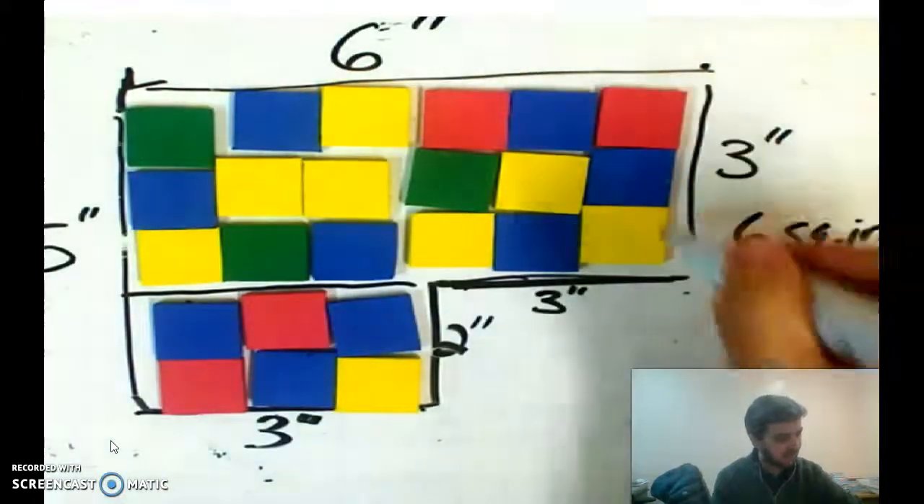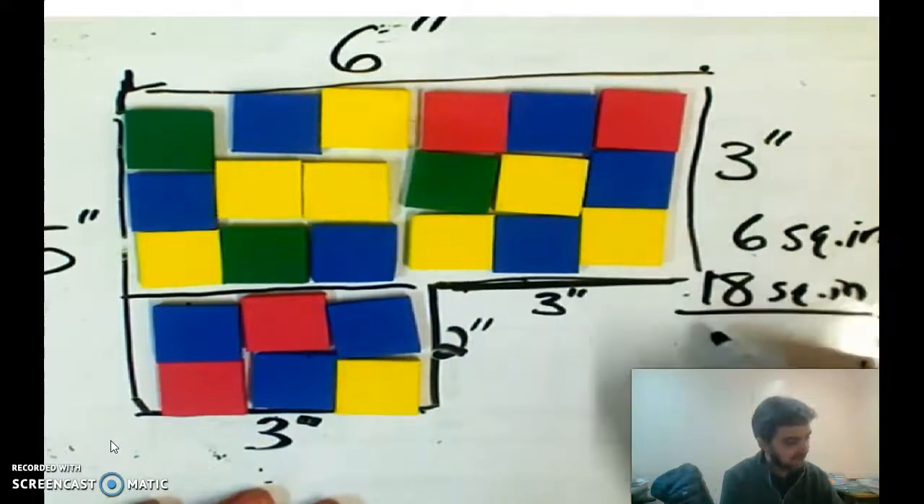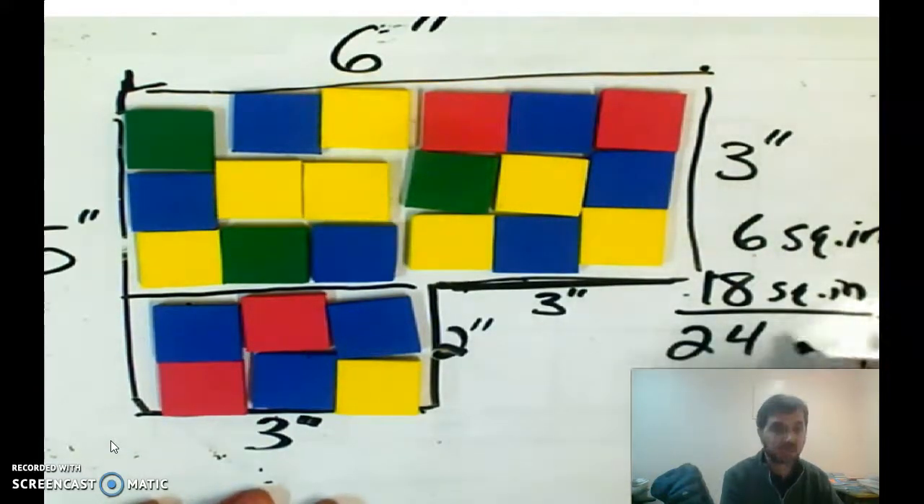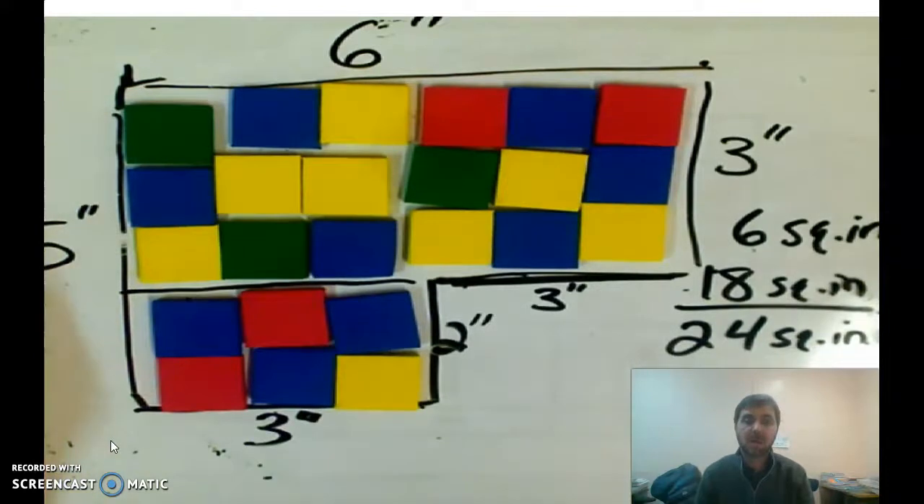So 6 times 3 is 18 square inches, and 18 plus 6 indeed is 24 square inches. So however you divide it up, you get the same answer, okay? All right, let's look at a few more here.